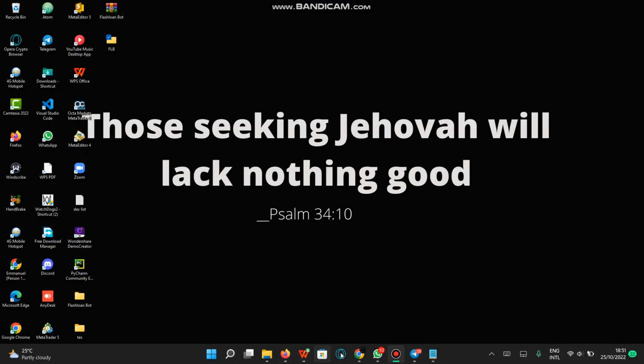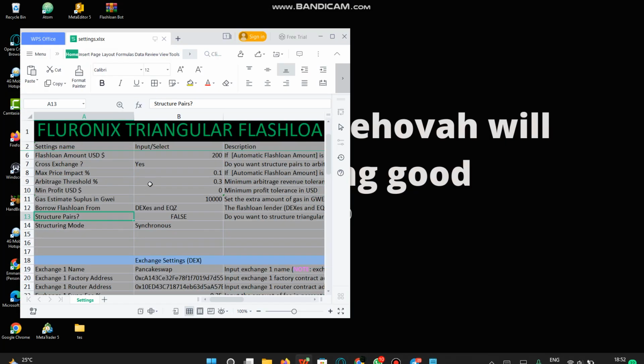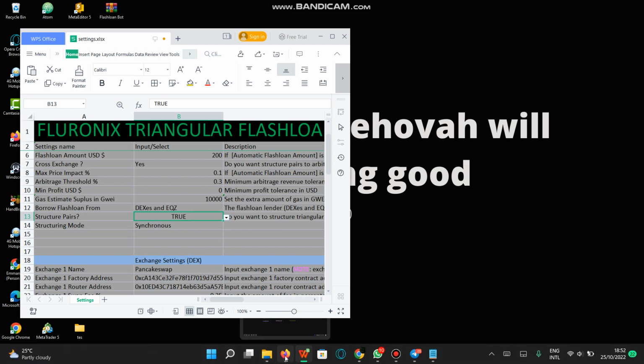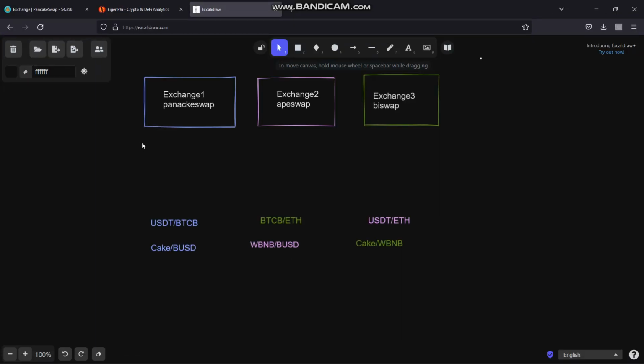So in the settings file, once you open it, you are going to see structure, false or true. If you want to structure the pairs, you will have to set it to true. In our case, since we just fetched the pairs from exchanges, we have the pairs in the format we showed here, non-structured. So we are going to set it to true to structure our pairs in a way that we're able to swap from exchange to exchange.